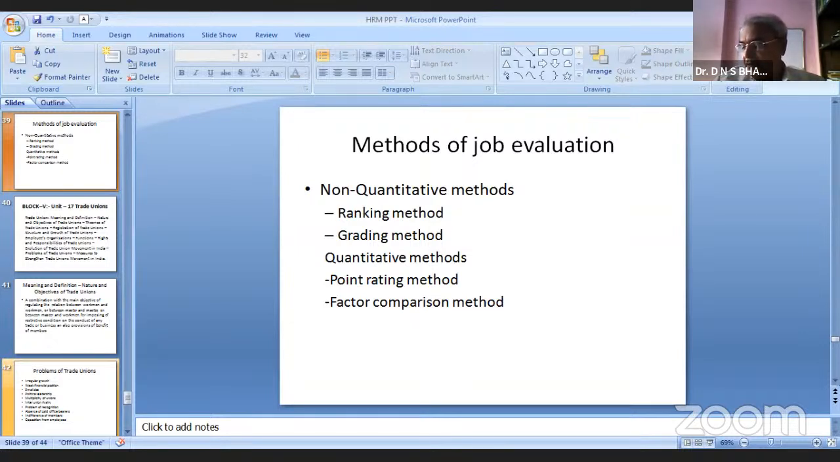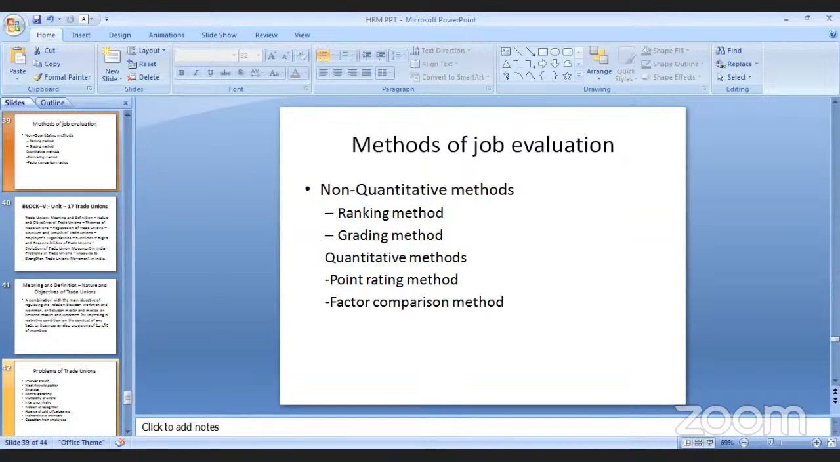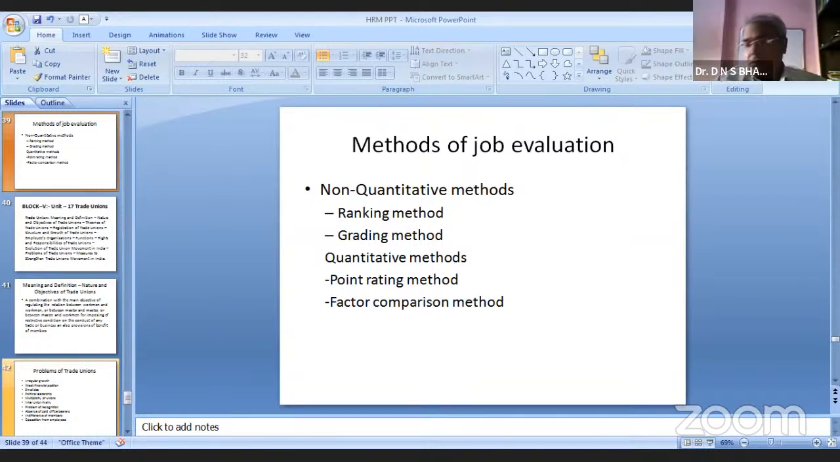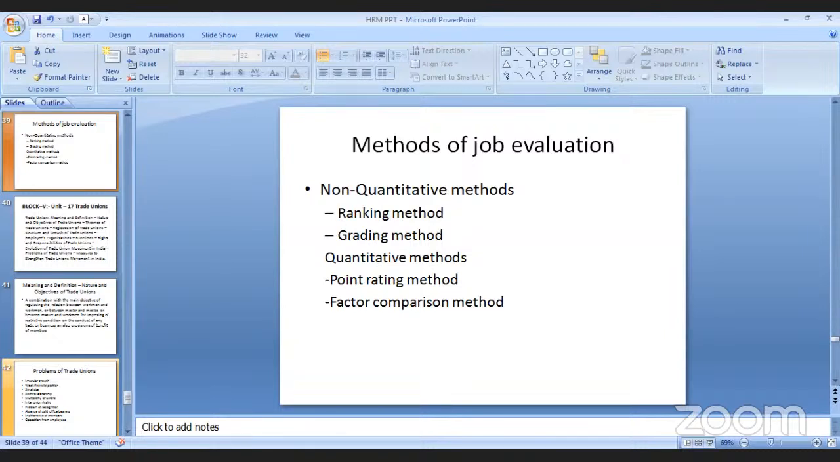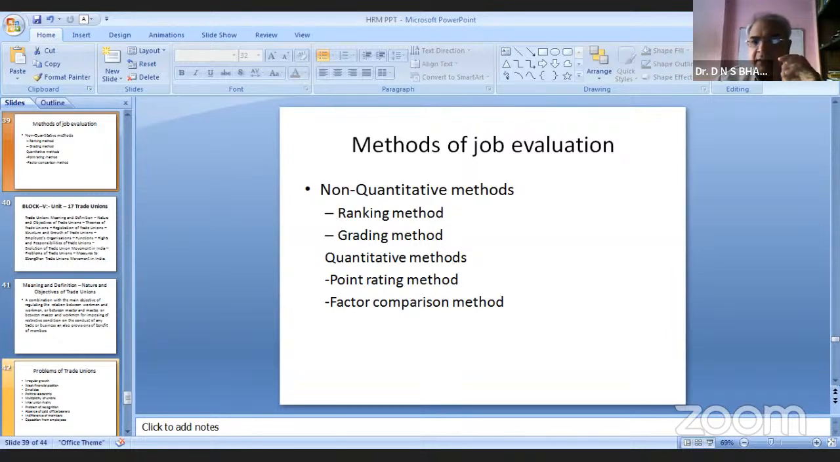Then ranking along with a number line. By taking a separate characteristic, the rank may be given by the line number. We draw a straight line and number it such as 50, 60, 70, 80, 90. We put the job in one of these places and again we compare. That is called the ranking method.